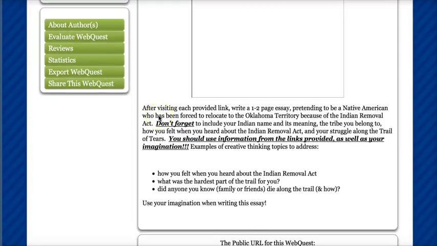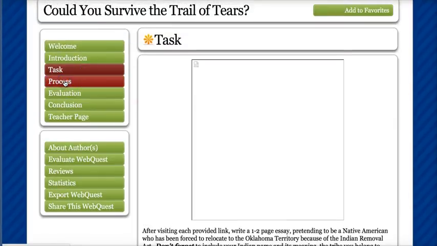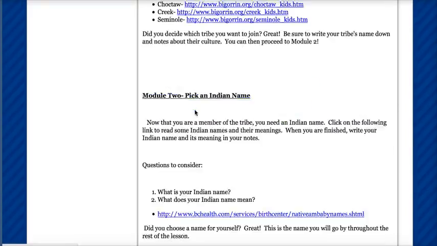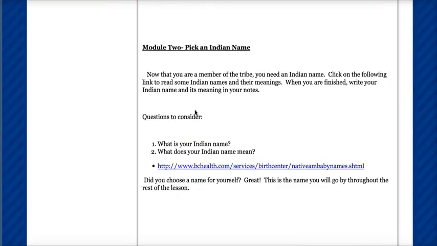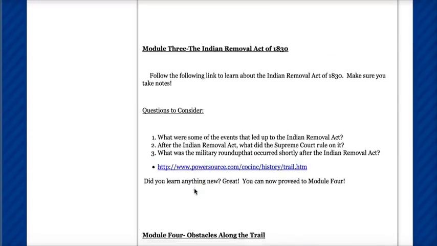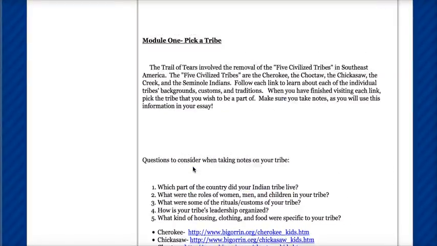The task is, all right, so this is a better one, okay? After visiting each provided link, write a 1 to 2 page essay pretending to be a Native American who's been forced to relocate, all right? You should use information from the links provided as well as your own imagination. All right, so let's look at the process. This is where she should be giving the links. Okay, she does, so this is good. All right, so she's using this much more in the spirit, all right? And she's embedded her links right in the narrative rather than putting them at the bottom, where you can add them, and you can certainly do that. That's up to you how you want to structure that.